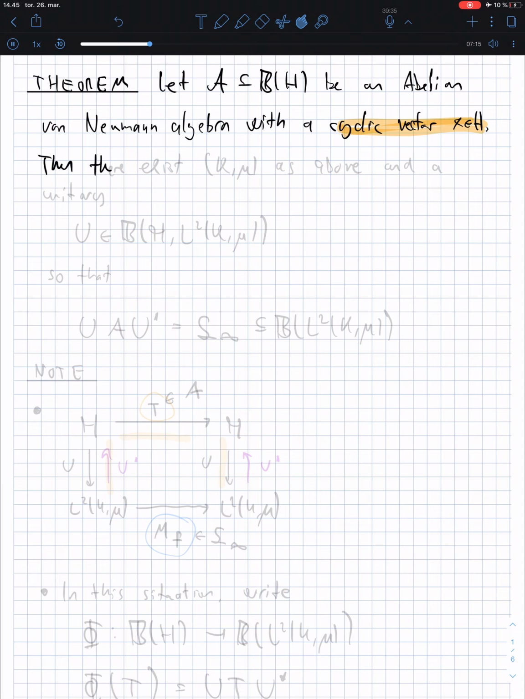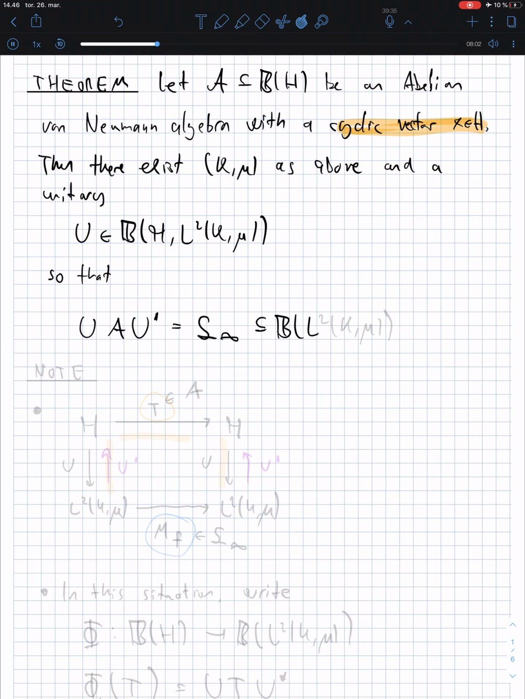Then there exists K, mu as above. So K is a compact set, mu is a finite Borel measure on K, and a unitary U, which is a bounded operator from H to L2 K mu, so that U A U star is L infinity sitting inside B of L2 K mu.